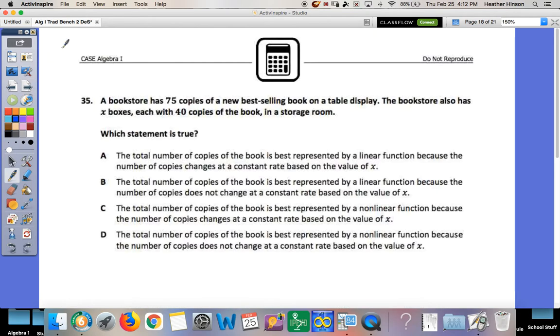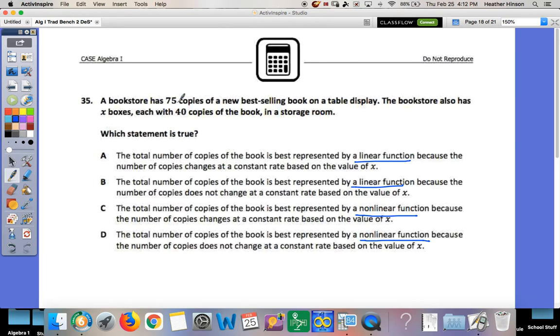35. A bookstore has 75 copies of a best-selling book on a table display. The bookstore also has x boxes, each with 40 copies of the book in a storage room. Which statement is true? So the total number of copies of the book is best represented by a linear function or a nonlinear function. So first of all, is this linear? To be linear, it has to move at a constant rate of change.